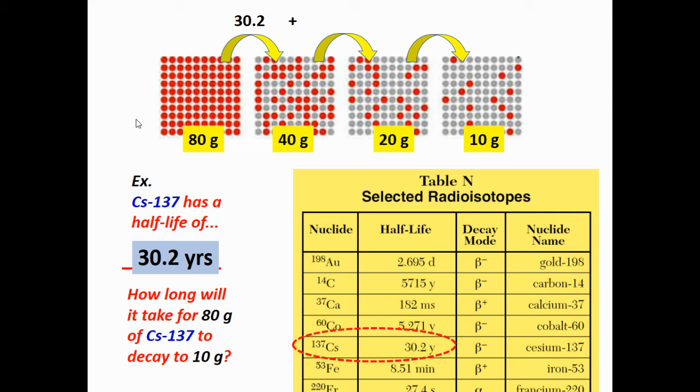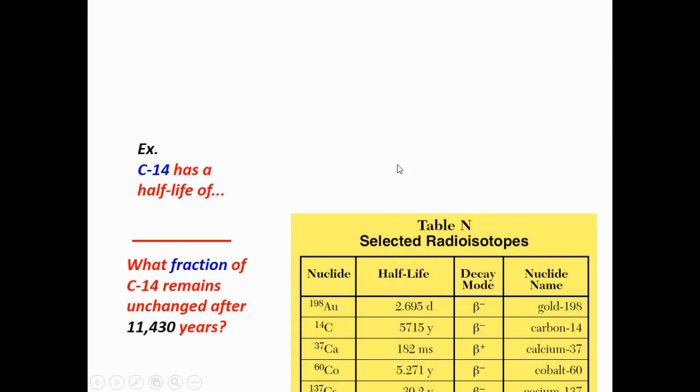So the answer, how long will this take, is 30.2 years for the first half-life, 30.2 years for the second half-life, 30.2 years for the third half-life, and now we're at 10 grams. Add those up, we get 90.6 years, or 3 times 30.2 equals 90.6 years. Remember, each half-life is one of these hops, going from our start to the next phase, to the next phase, to the next phase.